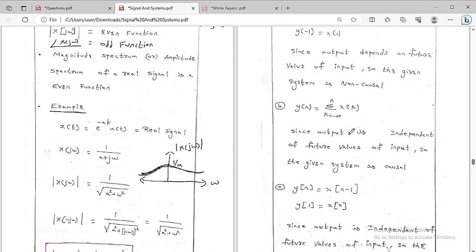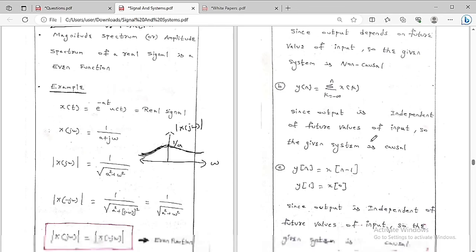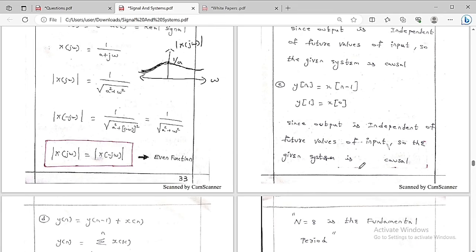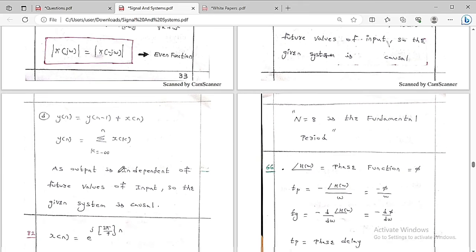Now the option C, we can say the third system, which is y of n is equal to x of n minus 1. Suppose if I substitute n is equal to 1, then what am I going to get? Y of 1 is equal to x of 0, which is the past value. We can say that the output is independent of the future values of the input, so the given system is said to be causal. Now let's go for the system D.